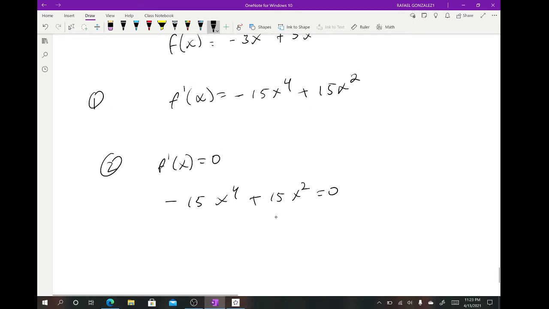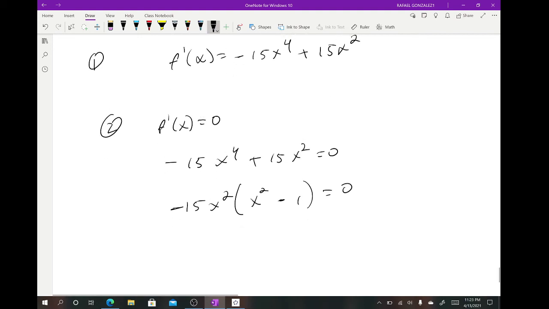Notice that both of them have a 15x squared on them, so we could factor that out. So we have 15x squared. Actually, I could even factor the negative 1. If I factor the negative 1, I'm left on the inside with x squared minus 1.